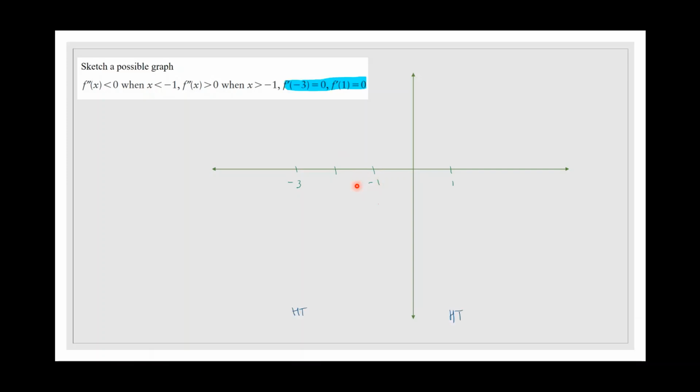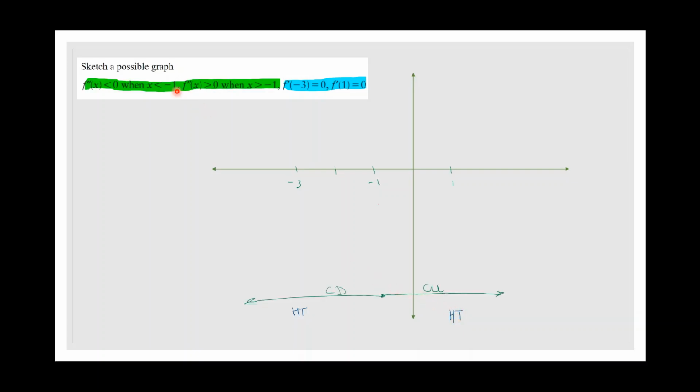All right, so here we have the first derivative. It's flat at 2 values of x. So I have written down that we're going to have a horizontal tangent somewhere along this x value of -3 and this x value of +1.